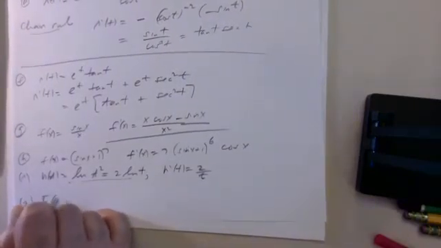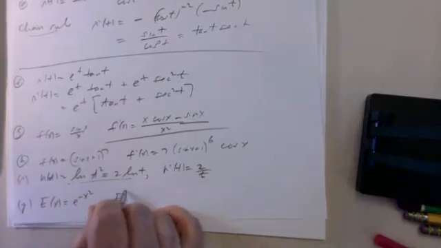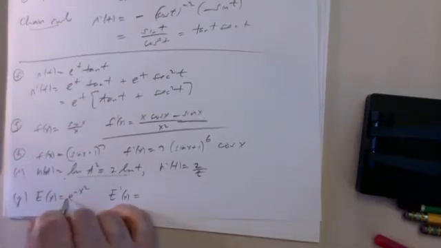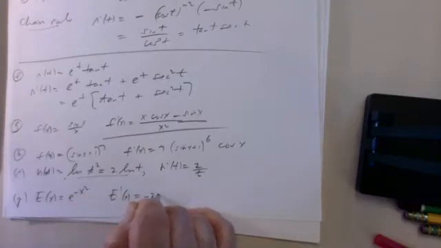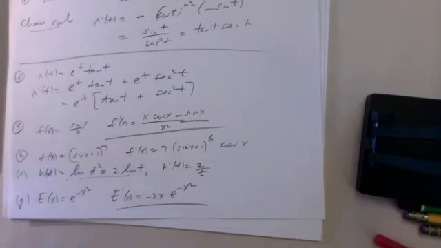And then finally, if we have the function e to the minus x squared, by the chain rule, the derivative is the derivative of minus x squared, minus 2x, times e to the minus x squared. Okay. All right.